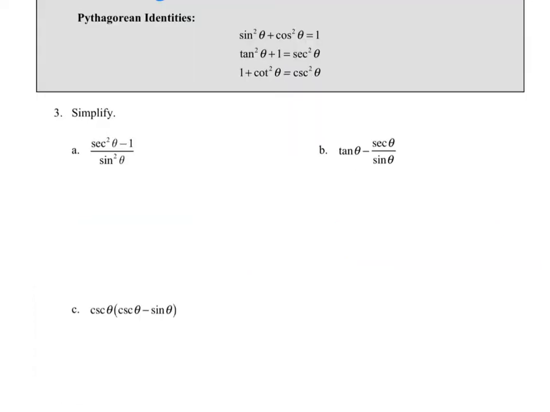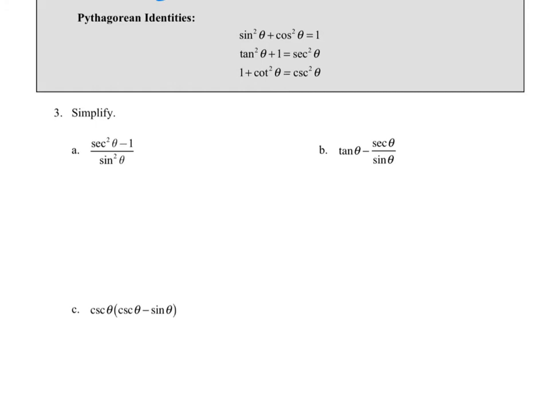Now we're going to look at our 3 Pythagorean identities. These come from the Pythagorean theorem. Sine squared theta plus cosine squared theta equals 1. Tangent squared theta plus 1 equals secant squared theta. And 1 plus cotangent squared theta equals cosecant squared theta. So we're going to simplify some trigonometric expressions using these properties.